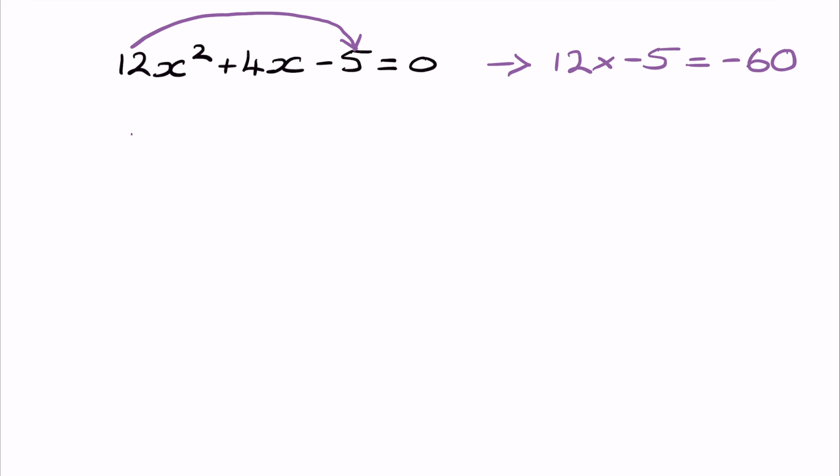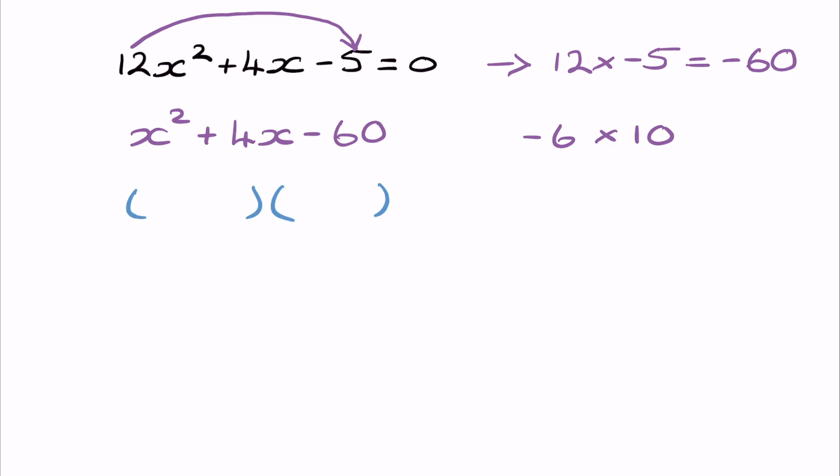Rewrite the quadratic with the new number term. We're looking for two numbers that multiply to make -60 but add to make +4. So I'm thinking probably 6 times 10. That gives us 60, and if that's a -6, they will add to make +4. Perfect. Open up a pair of double brackets.